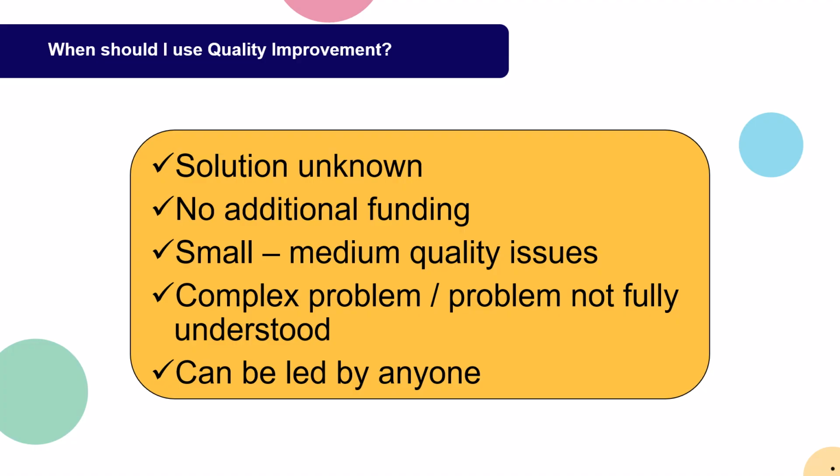Using the quality improvement approach allows us to plan and test change interventions and ideas, so it's ideal to use when the solution to a quality issue is unknown. Quality improvement usually requires no additional funding, and it is typically undertaken on a smaller scale than transformation pieces of work.